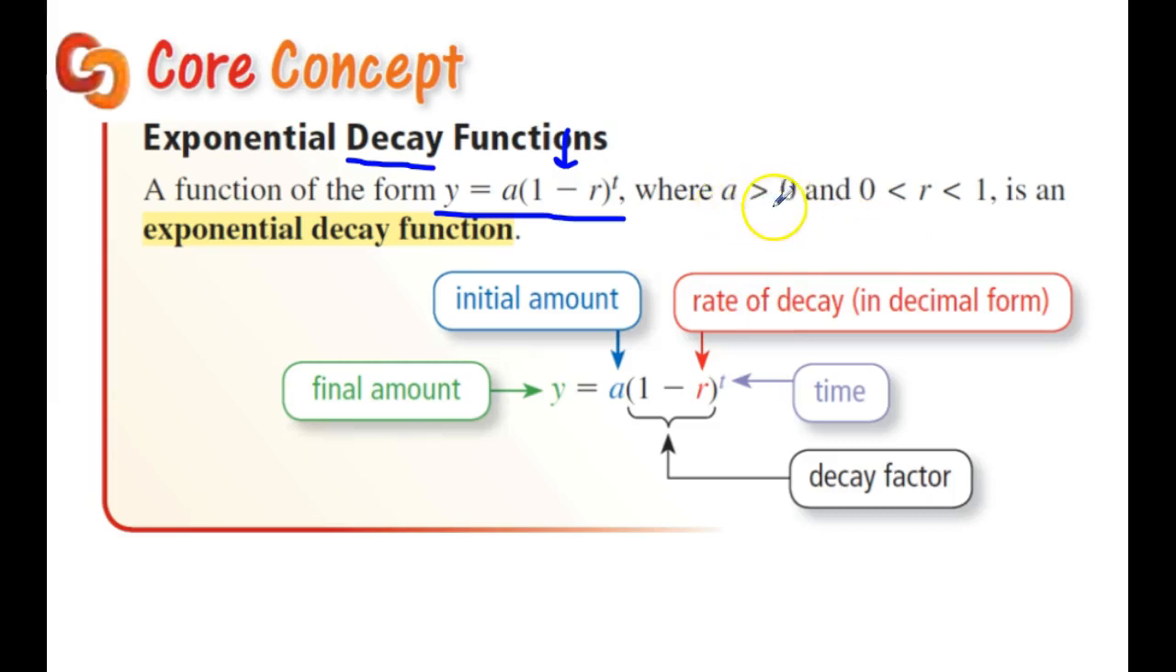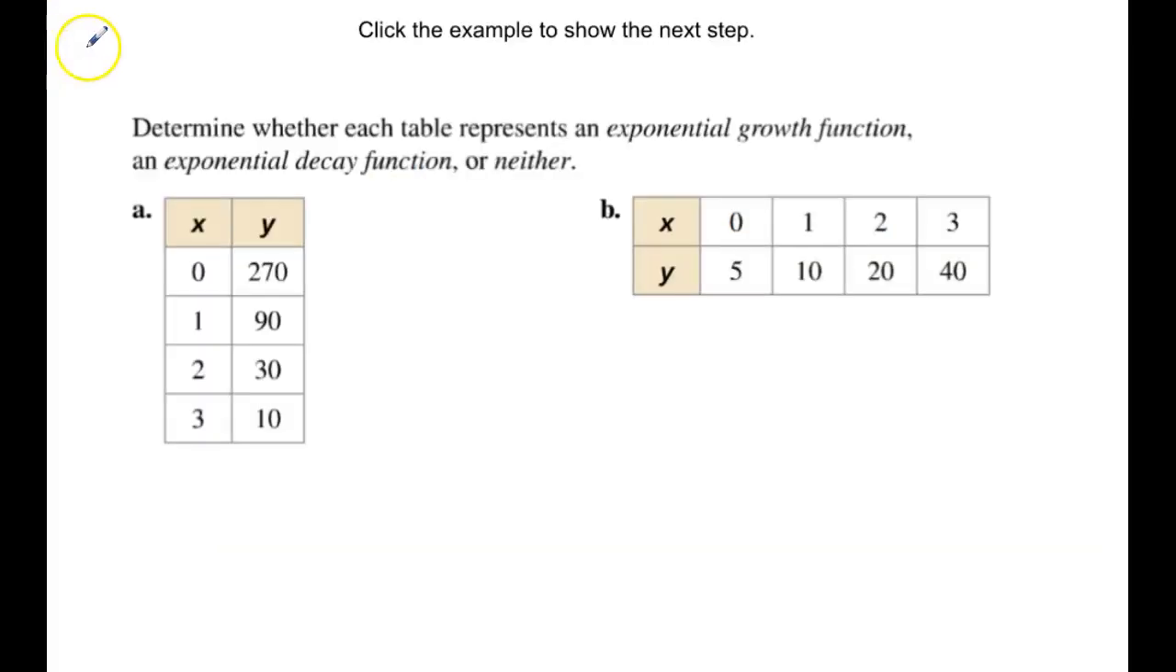So here's the same thing, right? A has to be greater than 0. R here, R had to be greater than 1 in our last one, or greater than 0. So here, R has to be between 0 and 1. Okay. So again, Y is my final amount. The A is my initial amount. Here's my decay factor, and it's a decay factor instead of growth because it's subtraction. And we'll see that this is always going to end up being less than 1. So this R is my rate of decay in decimal. Again, we're often going to be given it in percentage, so we first get it to decimal, and then T is my time.